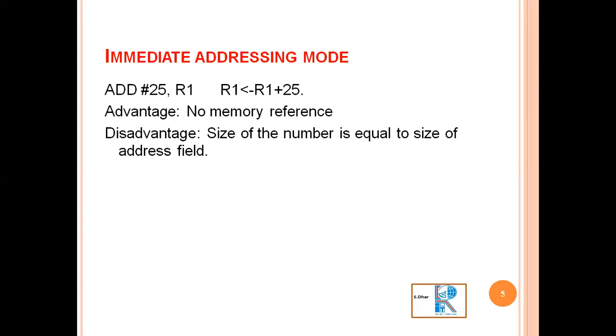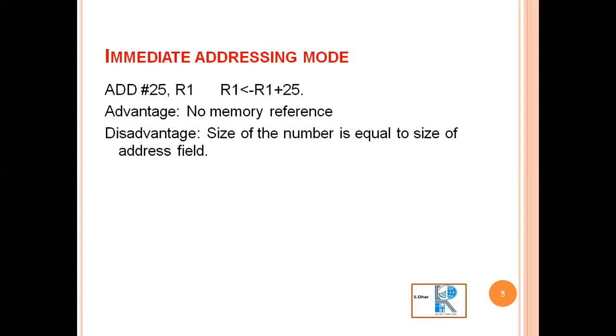So what is the advantage? If no memory is mentioned there, this is the advantage. Here 25 is mentioned, no memory is mentioned, so it will directly get the data from the instruction itself. It doesn't have to go to any other address to fetch the data. Clear? So this is the advantage.